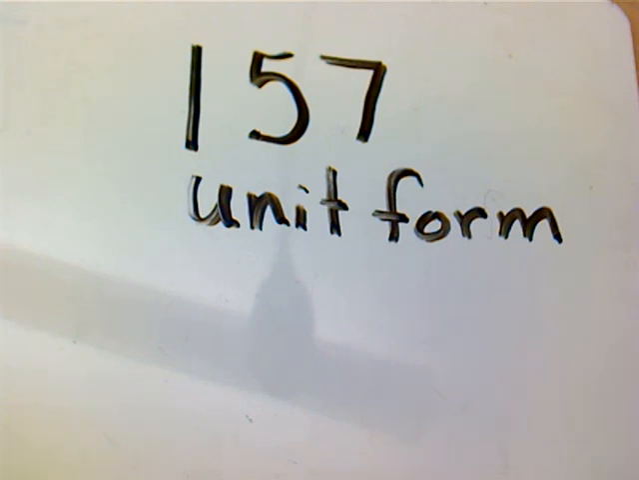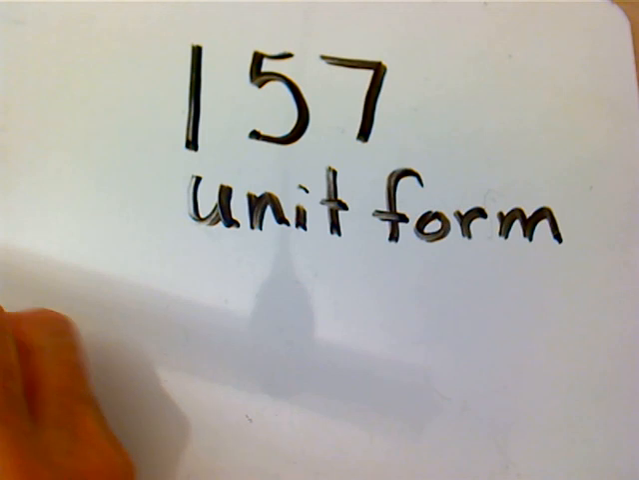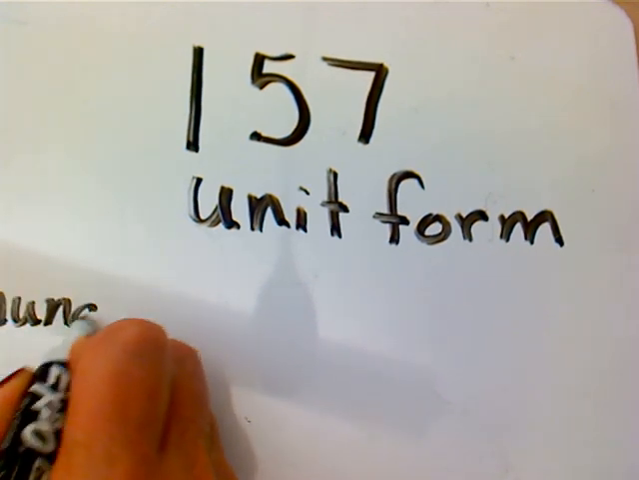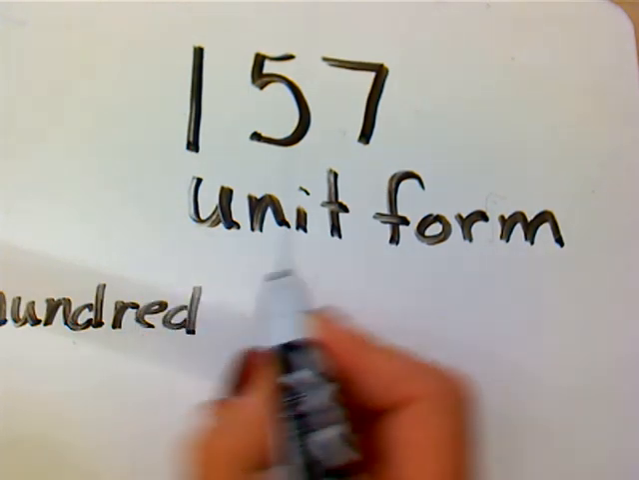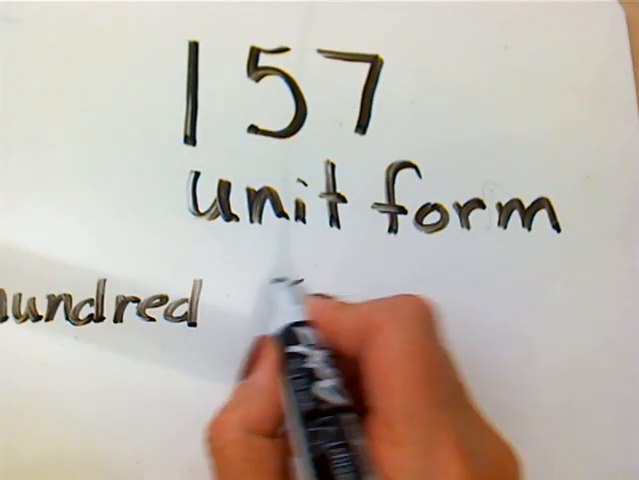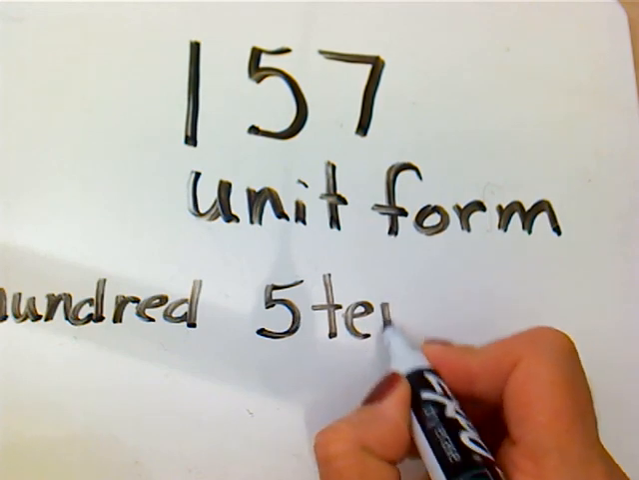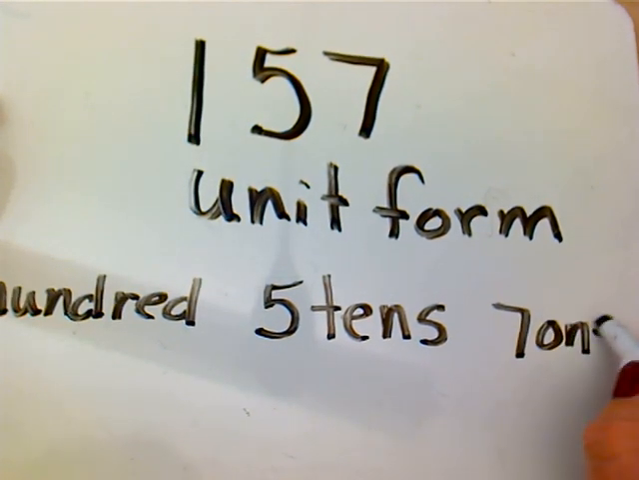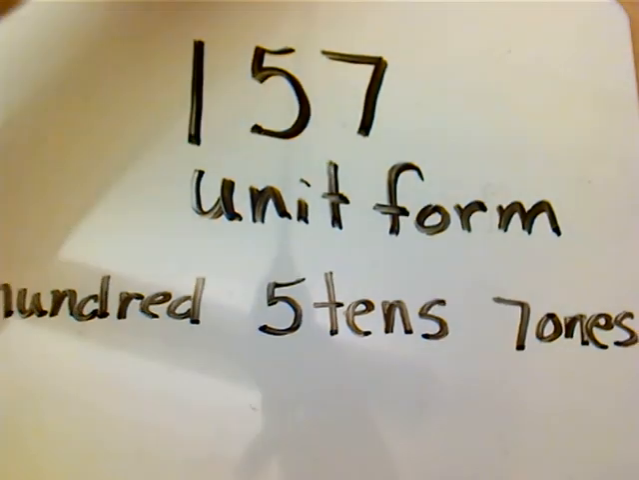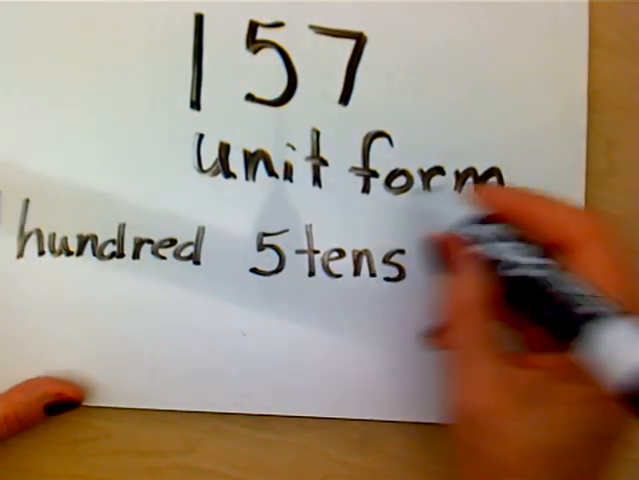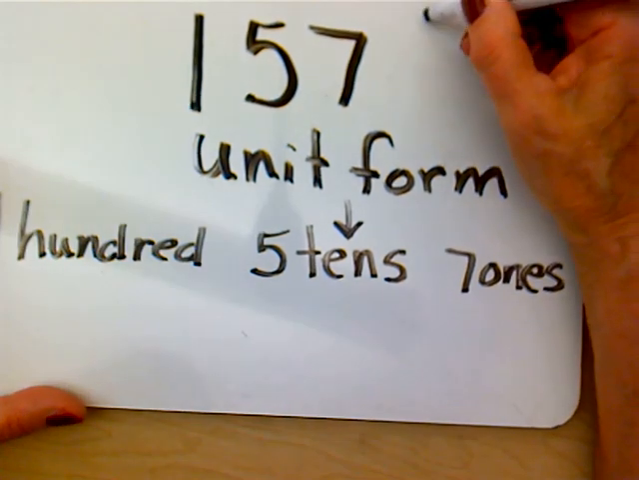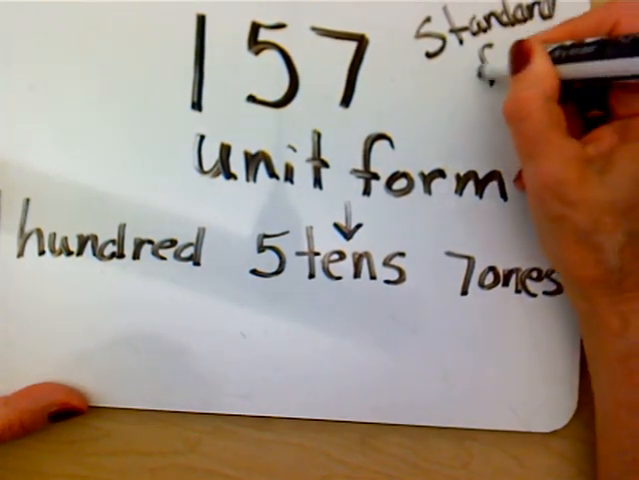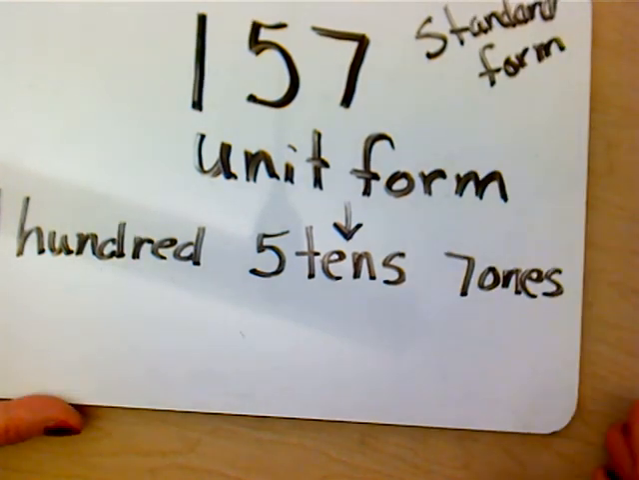Okay, are you back? Okay, so if you were writing that in unit form, you would have said 1 hundred. This is unit form. And then I have 5 tens and 7 ones. So if you did that in unit form, it would look like this. Unit form is this way, and standard form is the first way I wrote it. So standard form and unit form.